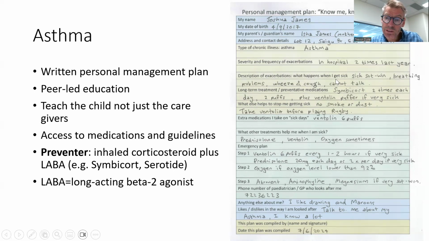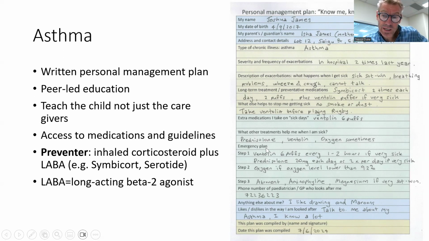Joshua James has described his asthma as he gets sick, short-winded, he gets breathing problems, wheeze and cough, and he can't talk. And he's on a long-term preventative agent 2 times a day, where he takes 2 puffs plus his Ventolin puffer if he's very sick. And he likes playing rugby, so he takes Ventolin before playing rugby. And if he gets very sick, then he has to take Ventolin, 6 puffs, and then if he gets very sick, then go to hospital and have prednisolone and more Ventolin and sometimes oxygen.